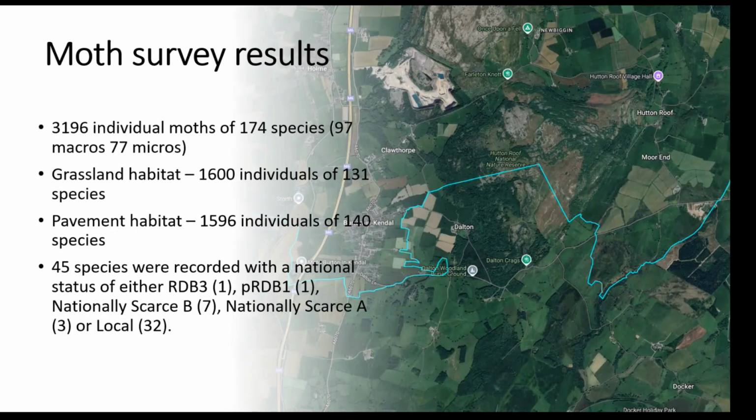So the main, broad moth survey results: just over 3,000 moths were sampled, of 174 species. No significant difference in abundance and species richness between the grassland and the limestone pavement habitat. And a significant number of those species were either local or rarer in their national status.